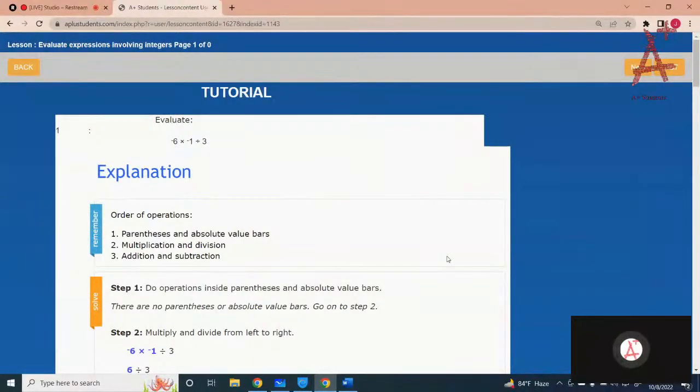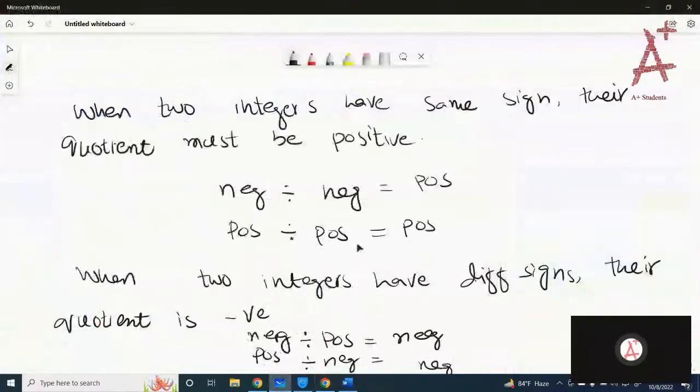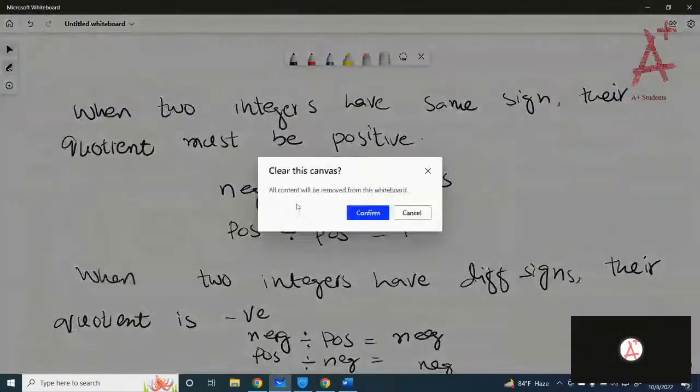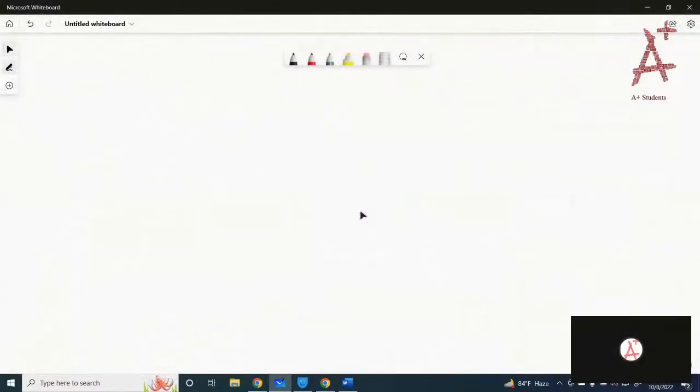And the topic we're going to start is evaluate expressions involving integers. Got it? So let's start with the topic. Let me write down the topic name on the board. The topic is evaluate expressions involving integers.